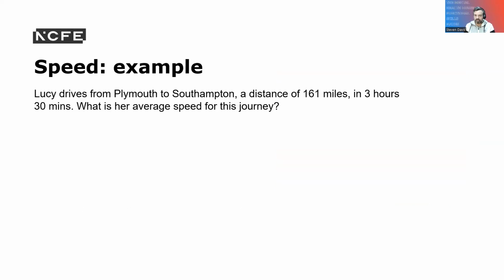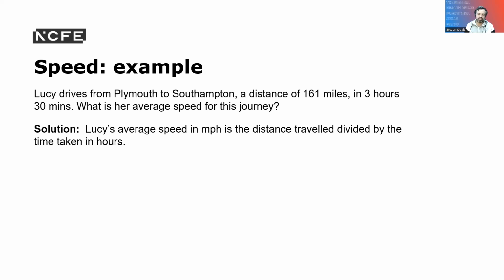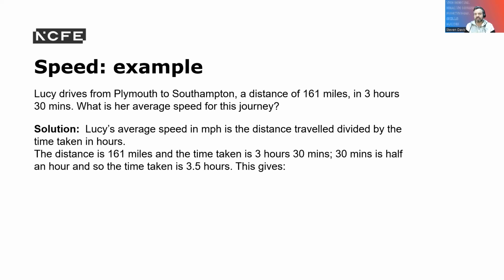Speed examples. So Lucy drives from Plymouth to Southampton. The distance is 161 miles in 3 hours and 30 minutes. What would be the average speed of her journey? So the solution here: we need to work out Lucy's average speed in miles per hour, the distance traveled divided by the time taken. So the distance is 161 miles and the time taken is 3 hours and 30 minutes. 30 minutes is half an hour, and so the time taken is 3.5 hours.